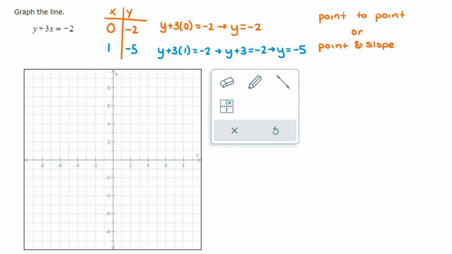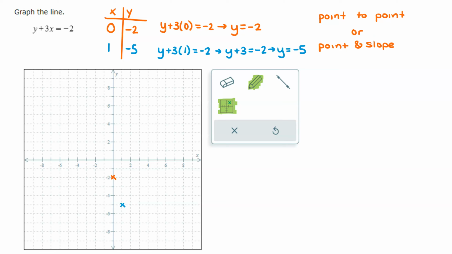Now, to plot this in Alex, the first thing I would use is the pencil or this plotting button to plot your 2 points. When we plot (0, -2), we're here. And when we plot (1, -5), we're here. I draw them as dots, but in Alex, it technically does a little X. So let me put an X so you'll see what it looks like. So you get (0, -2), and then (1, -5).